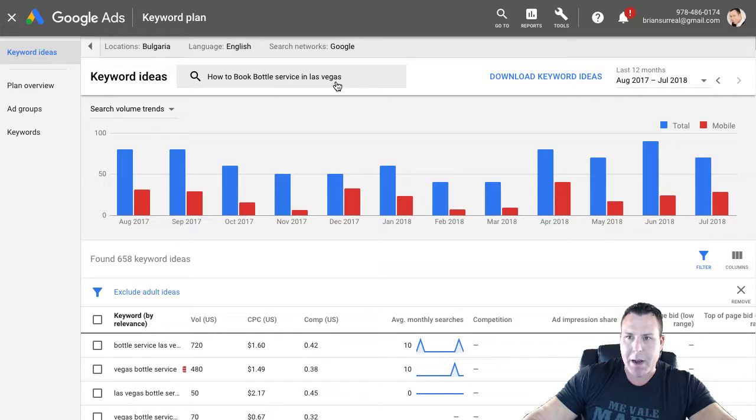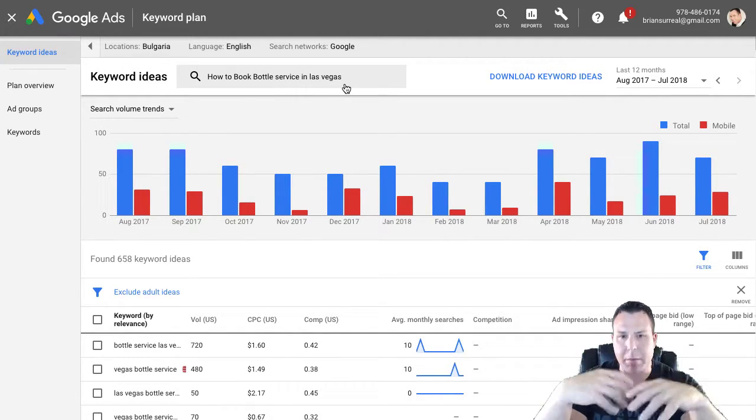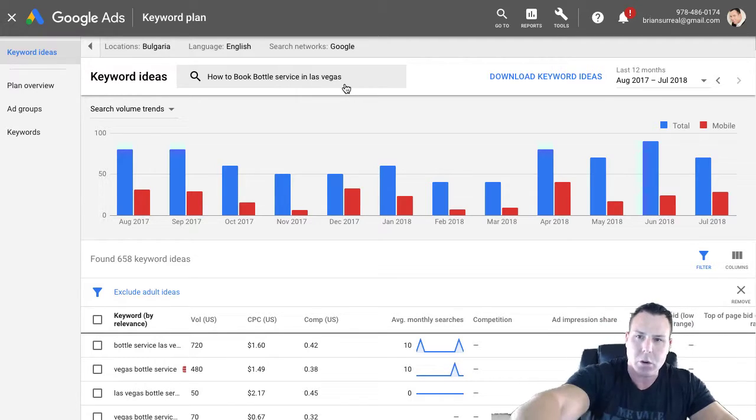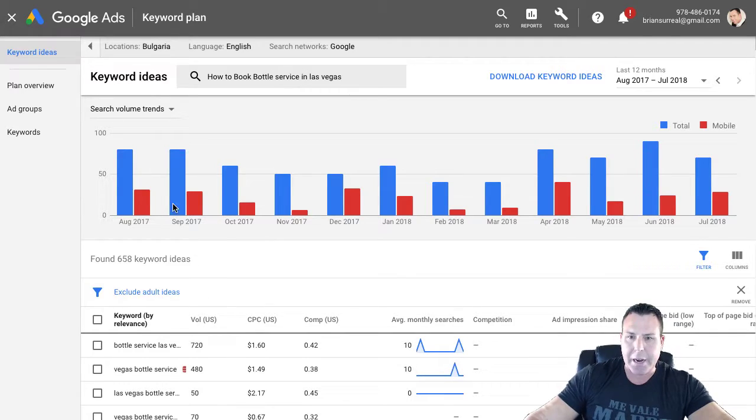I typed in how to book bottle service in Las Vegas, thinking, okay, if I'm a customer that doesn't have a lot of experience planning a bachelor party or a bachelorette party or a birthday party, and you've never been to Vegas, or you've only been to Vegas with family one time, but you've heard about Las Vegas bottle service, you've heard about nightclubs with tables and whatnot, and you want to learn more about it, then you might type this into YouTube to learn more about it, okay? And this is what Google is telling me is related keywords and ideas, 658 keyword ideas found, okay?